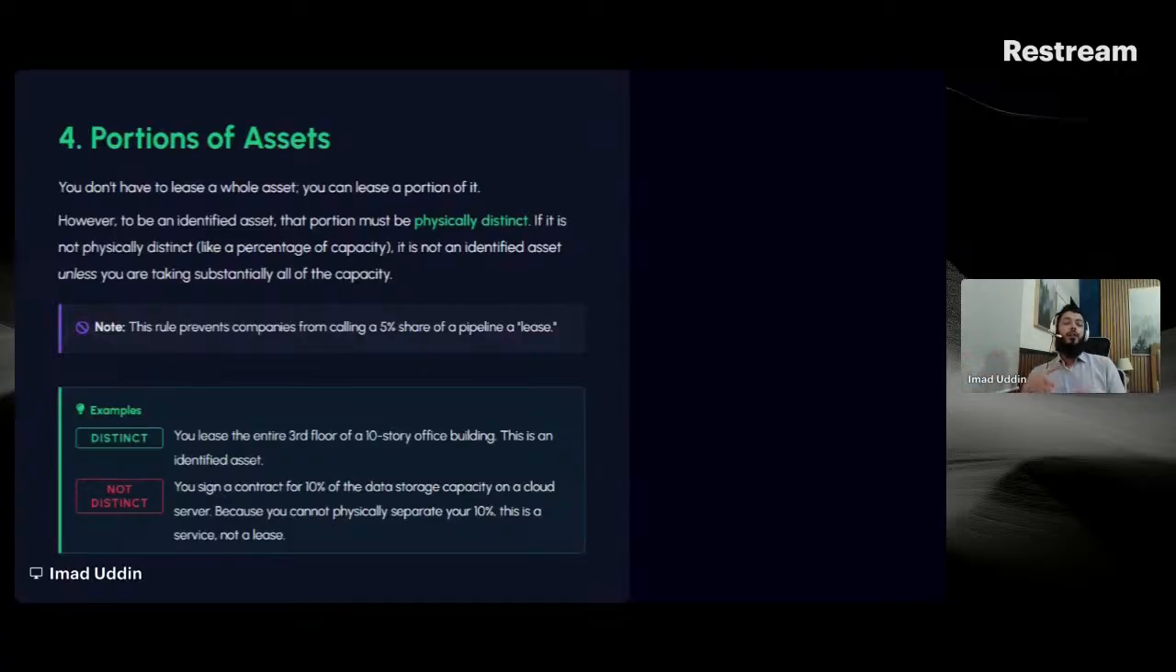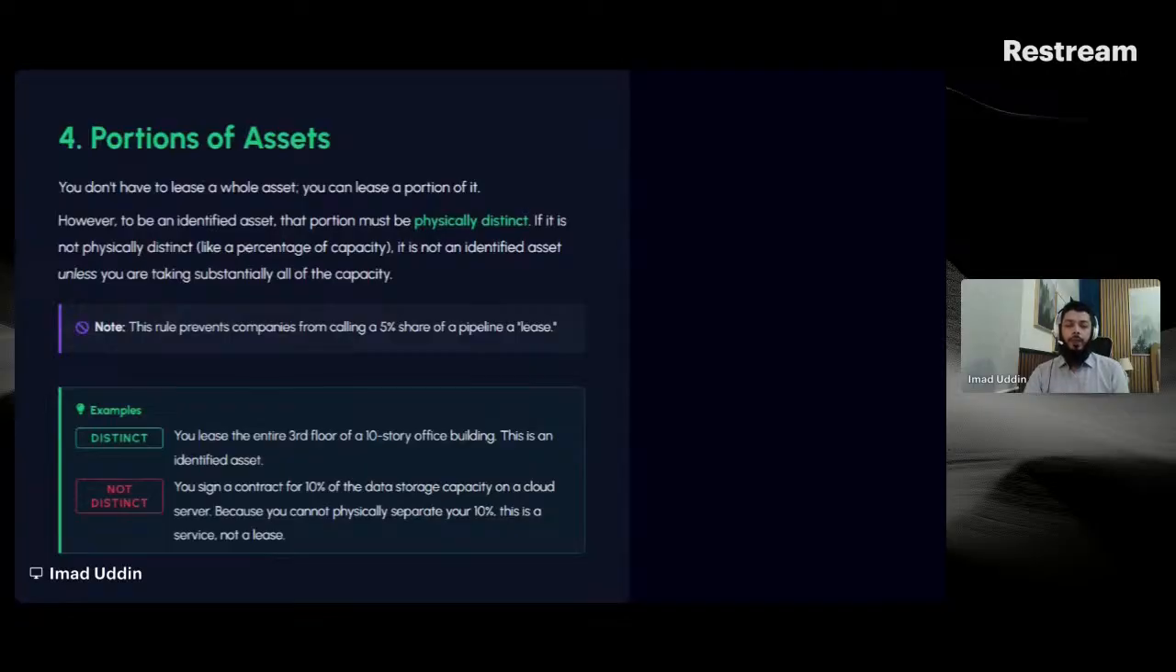So, if you can use 5% of a particular thing, or 10% of a particular thing, or even 80% of a particular thing, and the 20% is shared by someone else, then you do not have the right to control that asset. You do not have the right to obtain substantially all the benefits from that asset because you are sharing that asset with someone else.